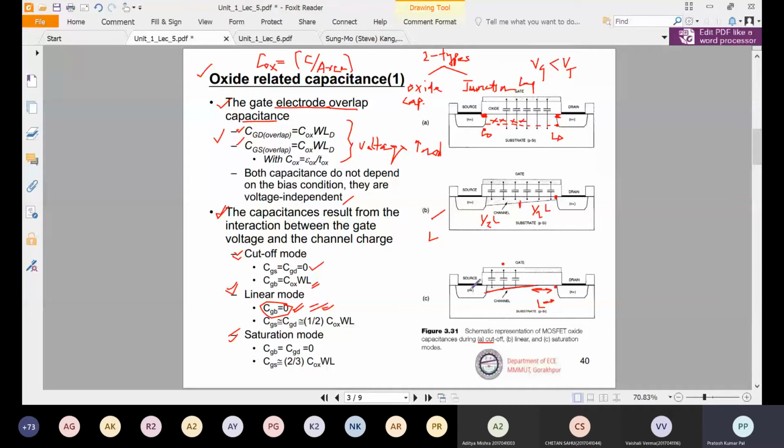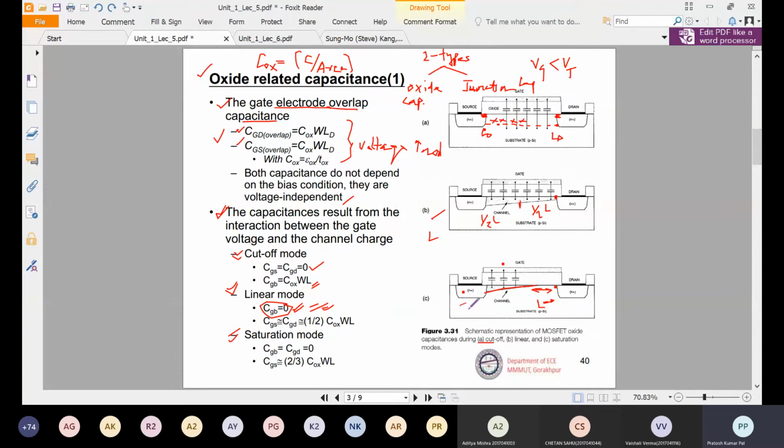So the gate to source terminal will have the capacitance, and it is estimated that the channel is depleted such that 2/3 of the channel region is along the source side.